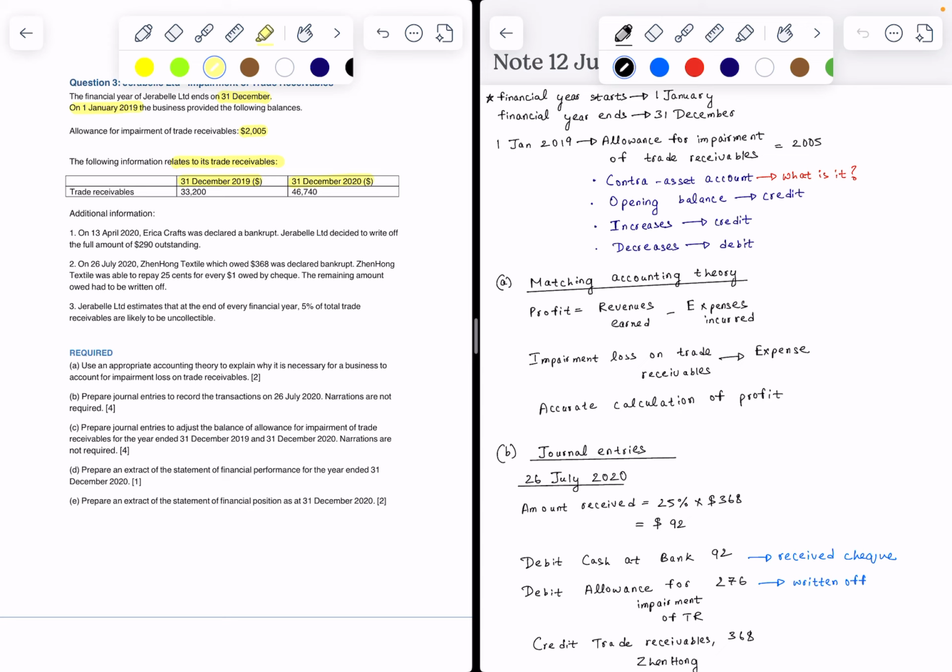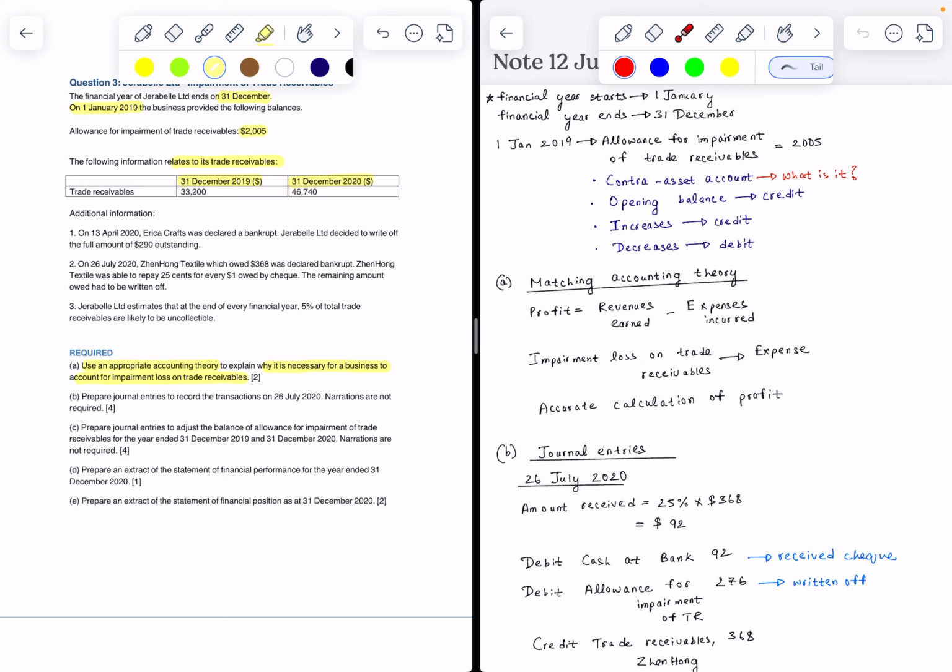Then we are given some additional information, and the first requirement is to use an appropriate accounting theory to explain why it is necessary for a business to account for impairment loss on trade receivables. So before we could answer that, let's understand some things based on the information given at the beginning of the question. So we understand that we are working with a business where the financial year starts on 1 January of a given year and ends on 31 December, which is right after 12 months.